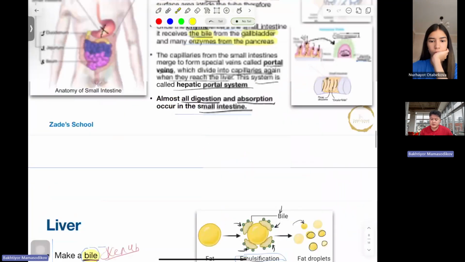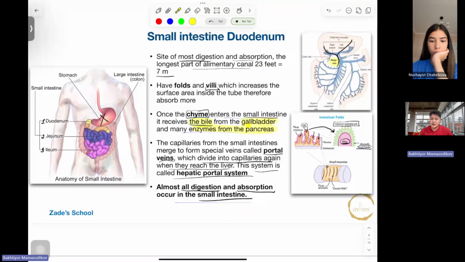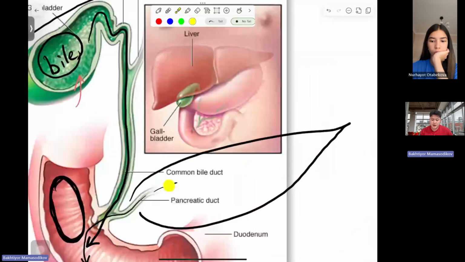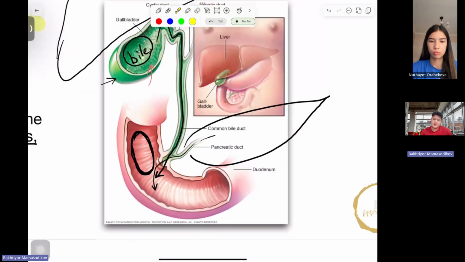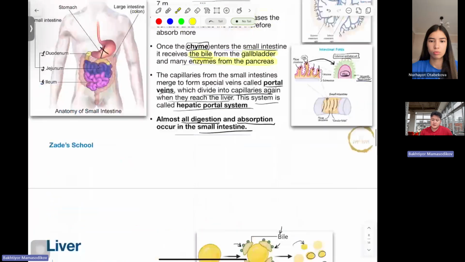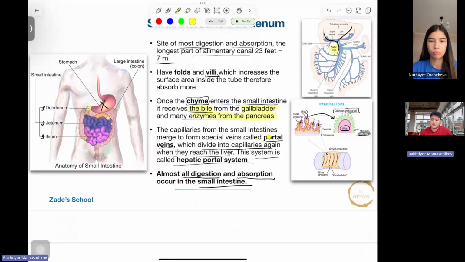Which enzymes did we talk about in the previous class? This is the pancreas. The enzymes of the pancreas, you see there is a pancreatic duct: trypsin, lipase, and amylase. Those are the enzymes. They also open through the pancreatic duct. This is the tail, body, and the head of the pancreas. With the special duct, called the pancreatic duct, the trypsin, lipase, and amylase enzymes also come to the small intestine. This is the chyme, and the chyme will mix with bile and also pancreatic enzymes, which are trypsin, lipase, and amylase.